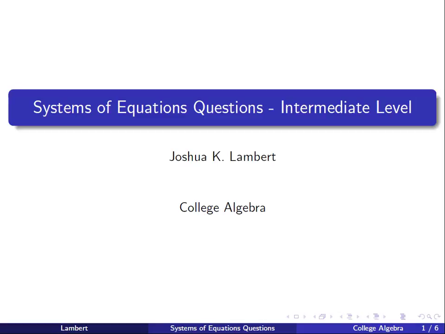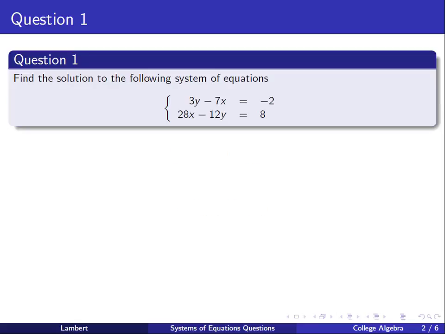Hi folks, today we're going to talk about questions involving systems of equations at the intermediate level. So let's get started. Let's find the solution to the following system of equations. 3y minus 7x equals negative 2 and 28x minus 12y equals 8.